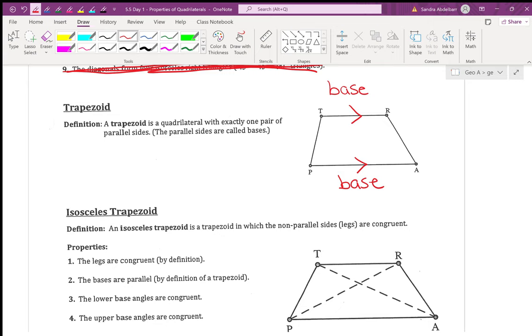Now, an isosceles trapezoid is a subcategory of a trapezoid. Since an isosceles trapezoid is a trapezoid, will it have the one property of a trapezoid? Absolutely. Since it is a trapezoid, it will have that one property that a trapezoid has. What is that one property that the trapezoid has? You got it. Exactly one pair of parallel sides.